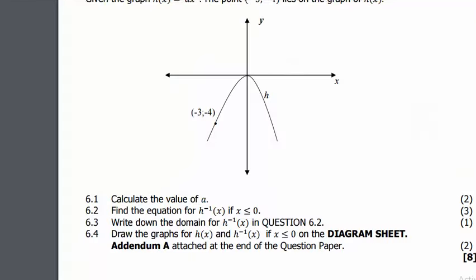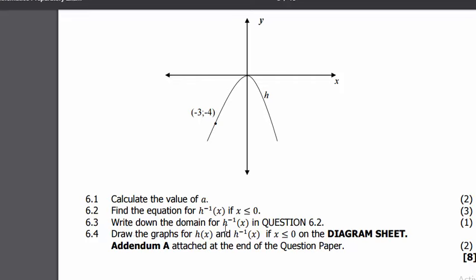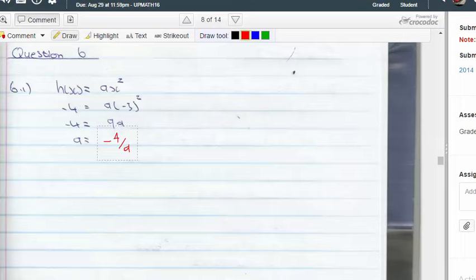Next question, write down the domain for the inverse. That's exactly what I just did. The domain for the inverse is that x is smaller or equal to 0. So you'll notice what happens to this graph is it just turns. Draw the graph of h of x.